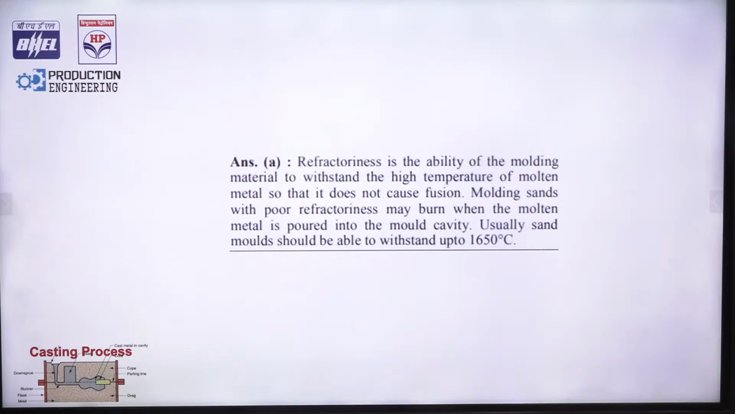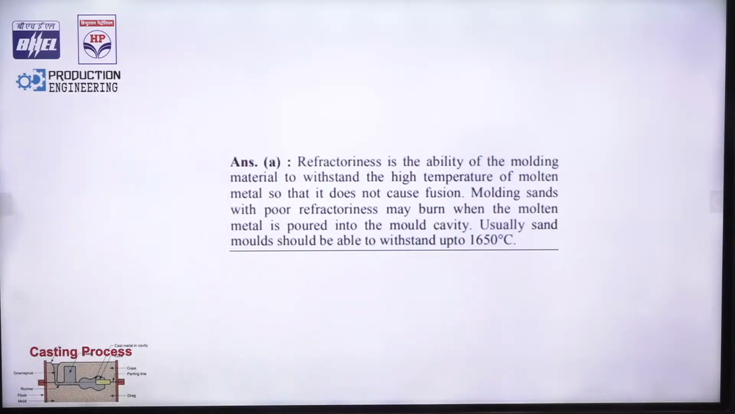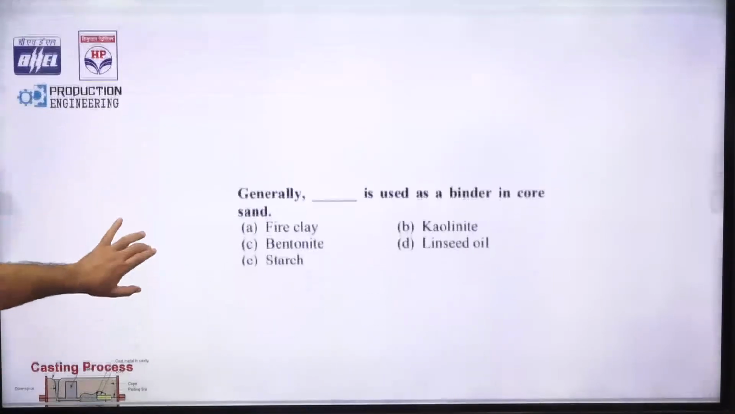Why 1650 degrees centigrade? Because iron or steel are in this range. So iron का melting temperature is in this range, 1650 डिग्री सेंटीग्रेड, से आपके पास वो टेम्परेचर चाहिए रिफ्रैक्टरीनेस का. So that sand should have this much of temperature, right? Ability of the molding metal to withstand high temperature. Let's go next.